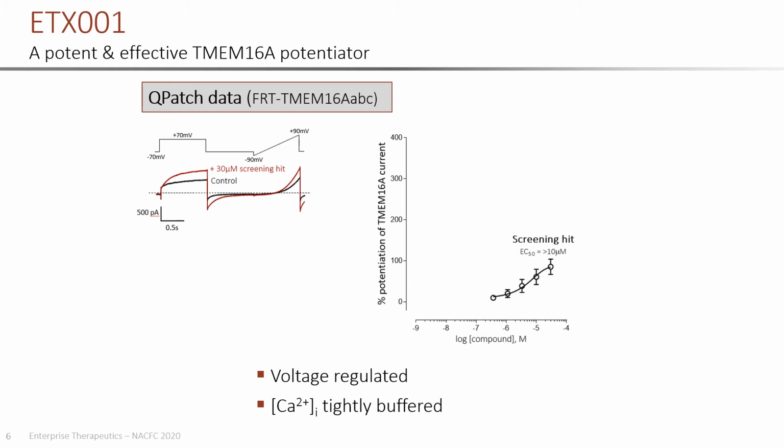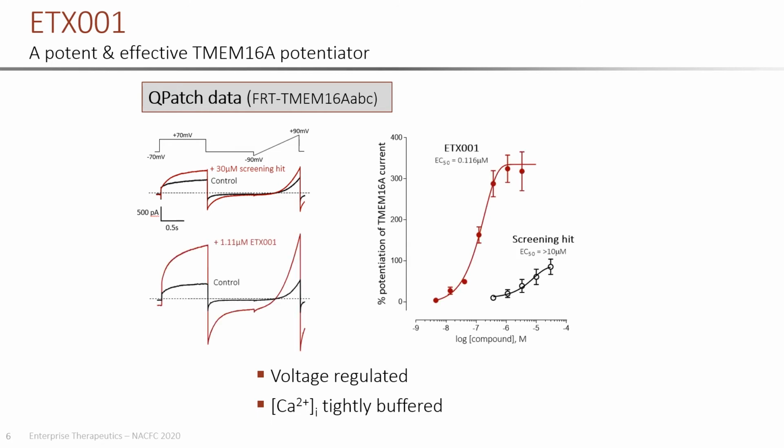And then after multiple rounds of medicinal chemistry, a huge medicinal chemistry effort, compounds such as ETX001 were identified, which you can see on the right hand side when we plot the concentration response, are able to potently potentiate the activity of TMEM16A with an EC50 of around about 100 nanomolar, and enabling around a 3 to 4 fold enhancement of channel activity.